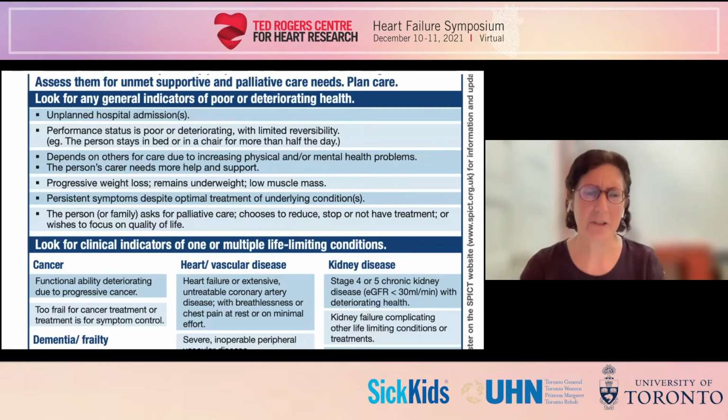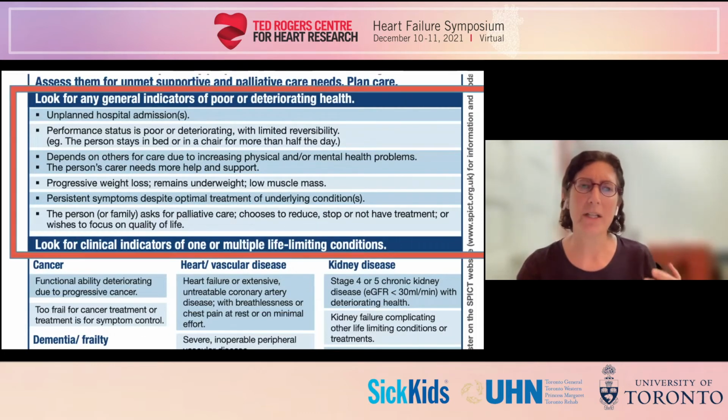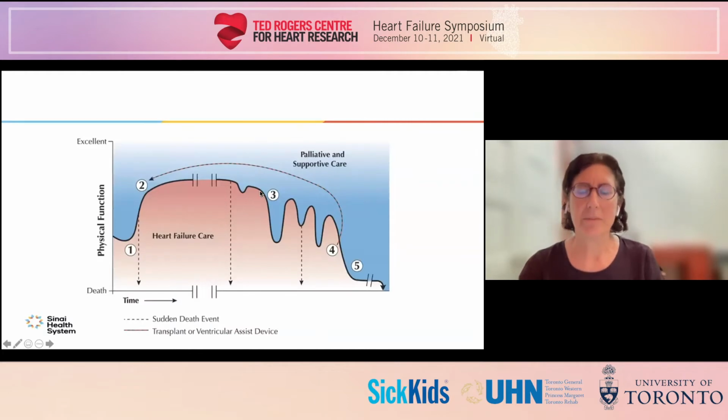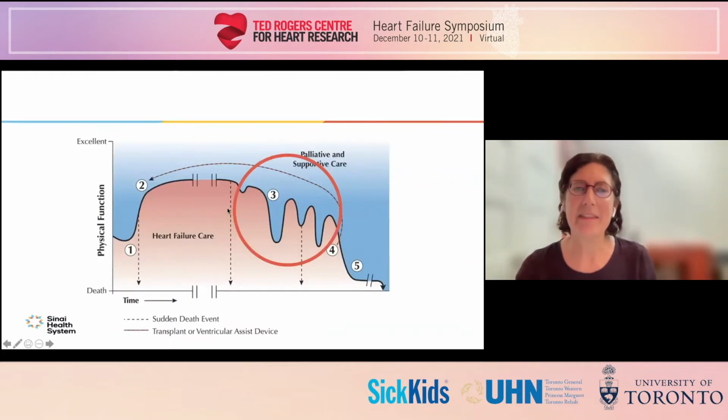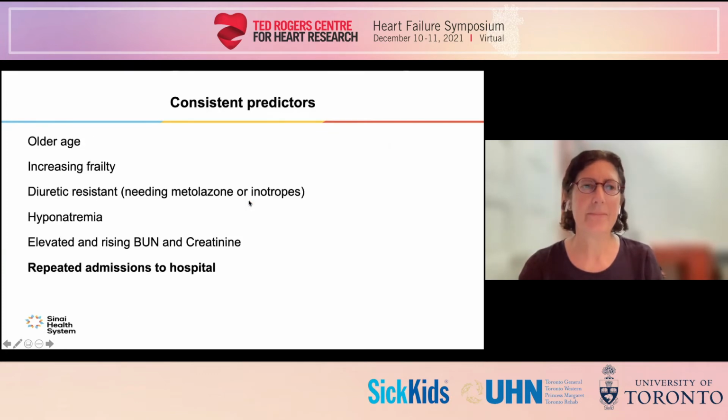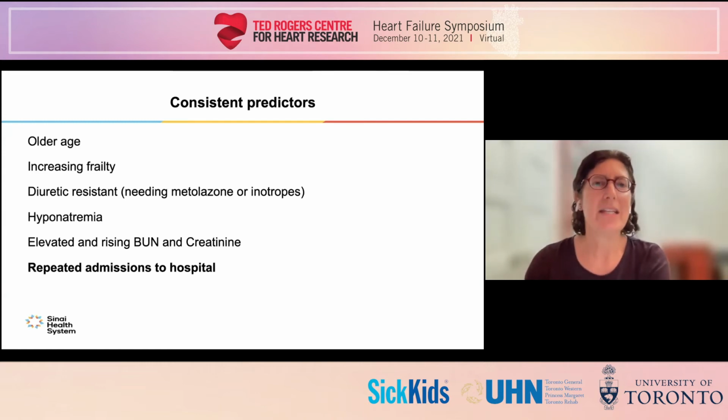These are pretty standard, and those are the things that start to make you realize that somebody is more at this side of the trajectory than the earlier side. And what you'll see is, even though they're returning to baseline after an exacerbation, the baseline is still decreasing. So that's what you're looking for. Another way to think about it is there are some consistent predictors that tell you that somebody is in the latter half, where they may benefit from a palliative care approach, or even some assessment.